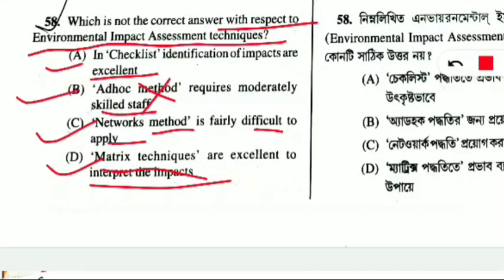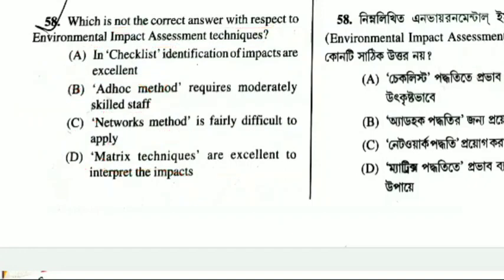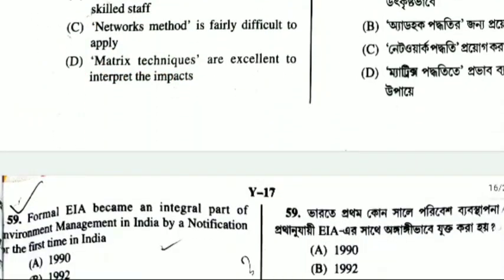So option B will be correct because the question was asking which is not correct. Option B is not correct, but in the question we have to mark B. The ad hoc method requires highly skilled experts for conducting this EIA technique. I hope you have noted down all these things. Let's move to the next question.